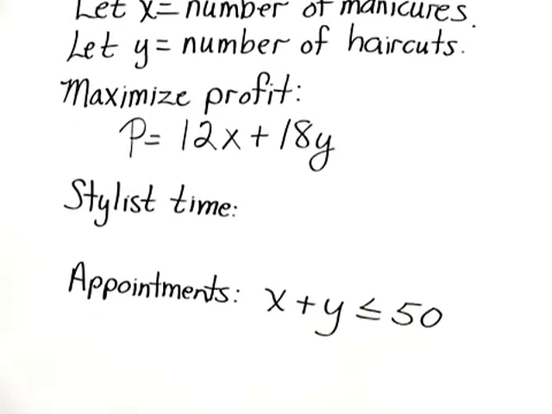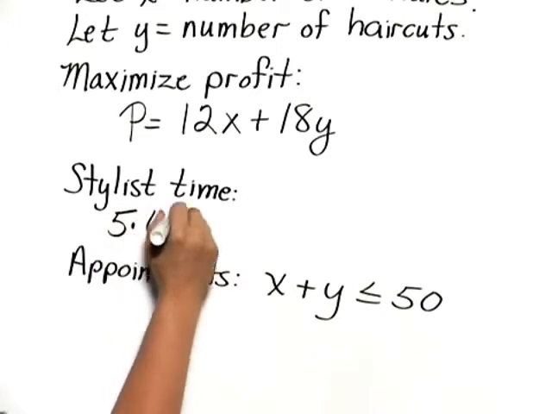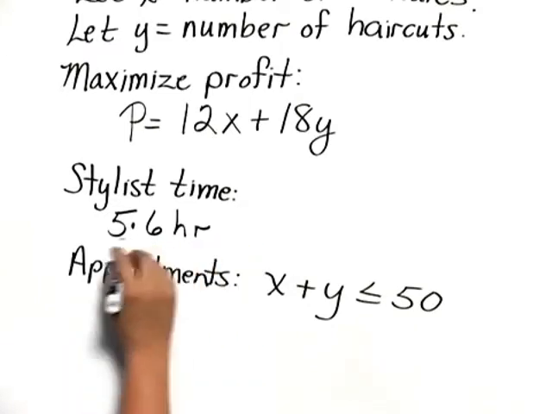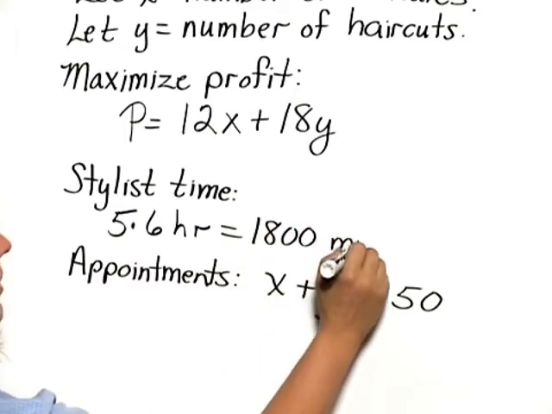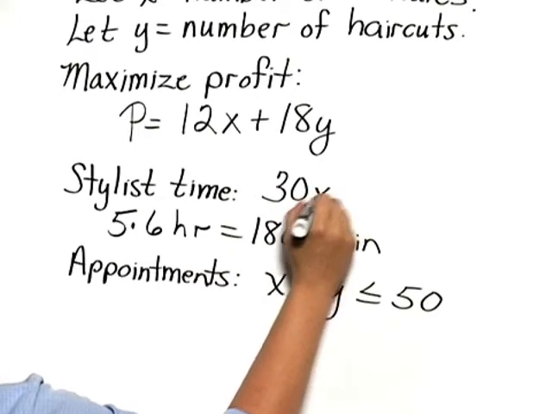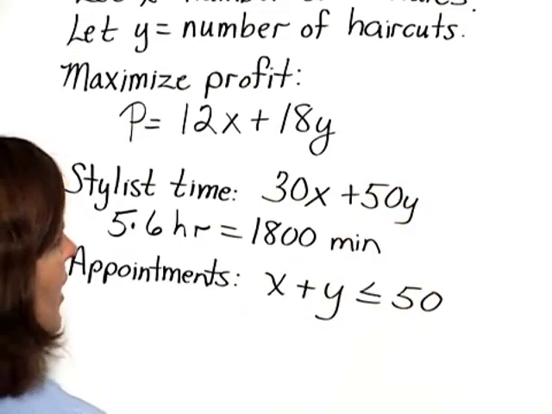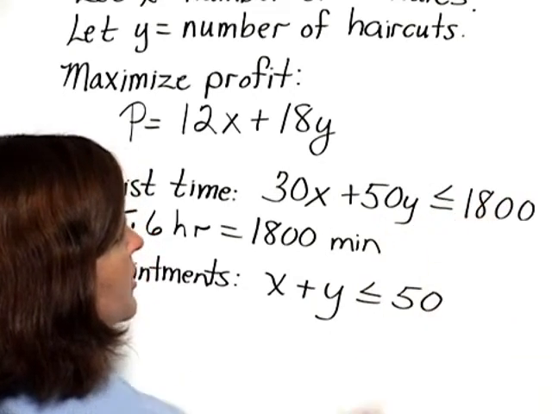For the stylist time, it's going to take a little more thought. There are 5 stylists, each of whom work 6 hours a day. So that would be 5 stylists times 6 hours. But we need to work in minutes because we're told how many minutes each manicure and each haircut takes. So instead of 6 hours, we'll use 6 times 60 minutes. So that gives us 5 times 6 times 60, which would be 1,800 minutes. That's the limit of the stylist time. Now each manicure takes 30 minutes, which would be 30x. Each haircut takes 50 minutes, which would give us 50y. And that cannot be greater than the amount of time available, which would mean that this has to be less than or equal to 1,800.